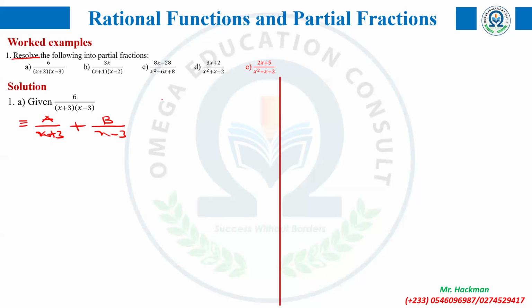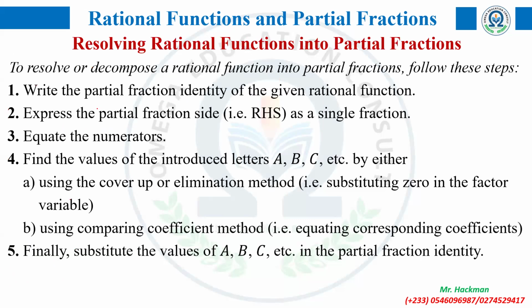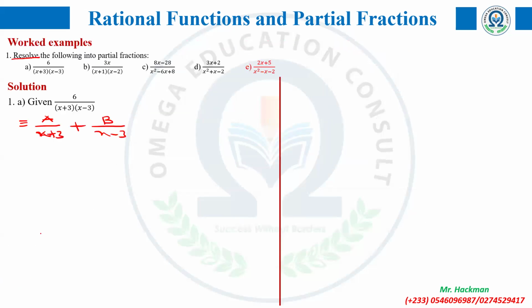The second step, we said, let's go back. We said we should write this side, where you have more than one fraction, as a single fraction. So let's verify: express the partial fraction side as a single fraction. Am I right? So this is the partial fraction side, and we are going to write this as a single fraction. Please take note, immediately you write your identity, the rest will be equal to this. If you are writing this side as a single fraction, what will be our LCM? It will be this one times this, am I right?